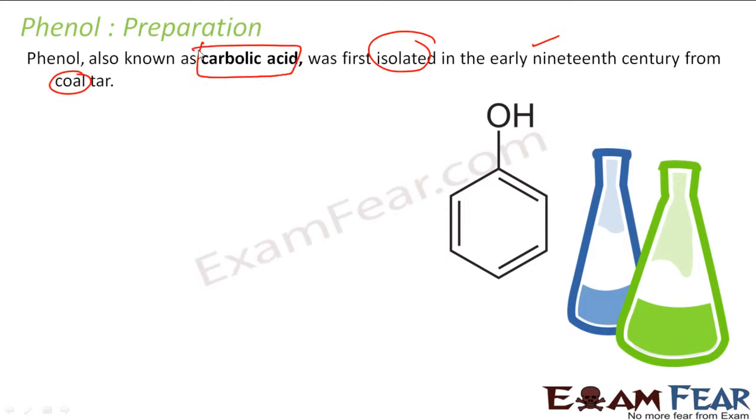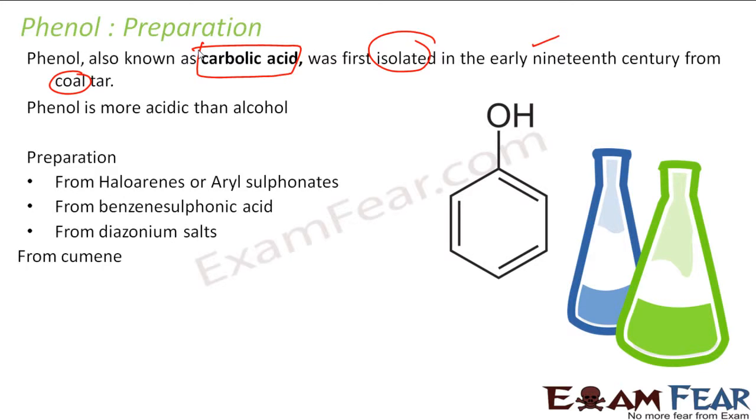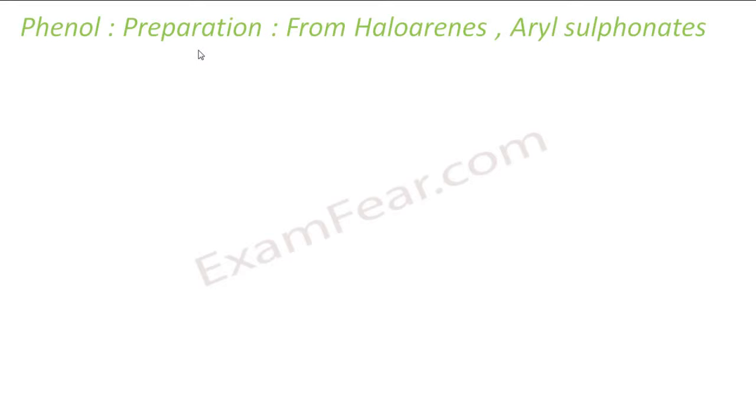Please remember this. Also, it is more acidic than alcohol. It is in fact more acidic than water also, and we'll tell you why. So we'll first talk about the preparation of phenol from haloarenes, from benzenesulphonic acid, from diazonium salts, from cumene, from Grignard reagent, and from phenolic acid. We'll try to prepare phenol from all these. The first is from haloarene.